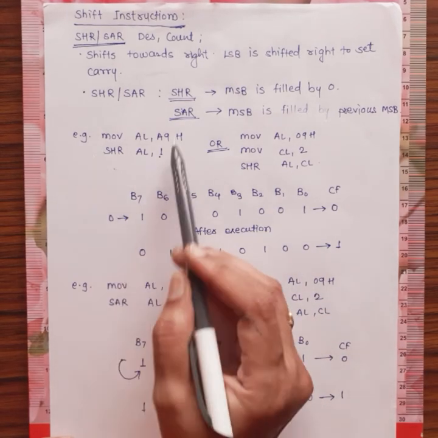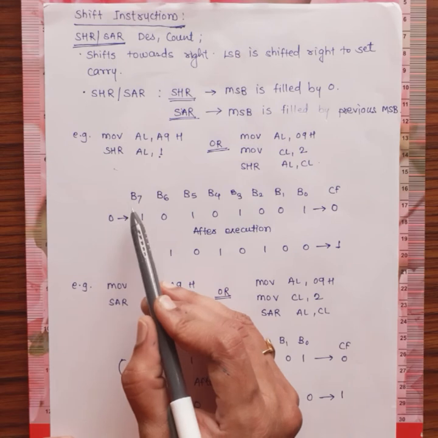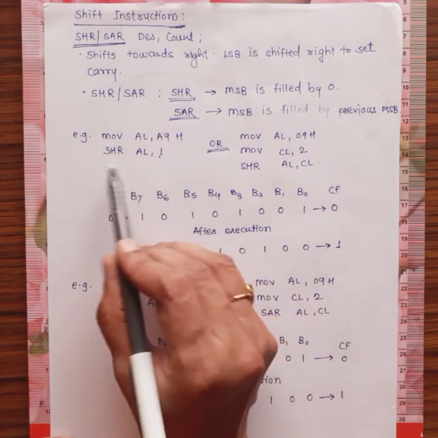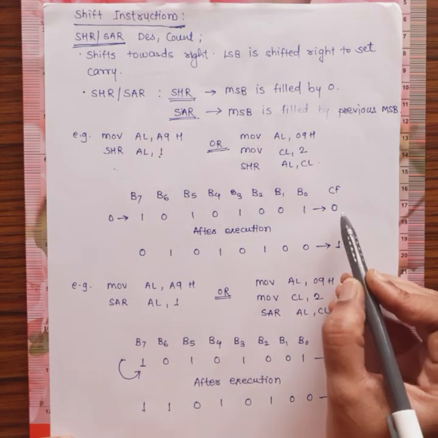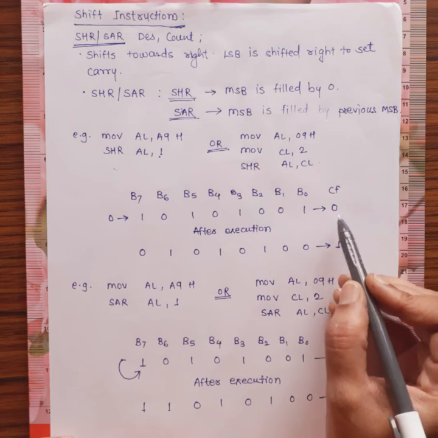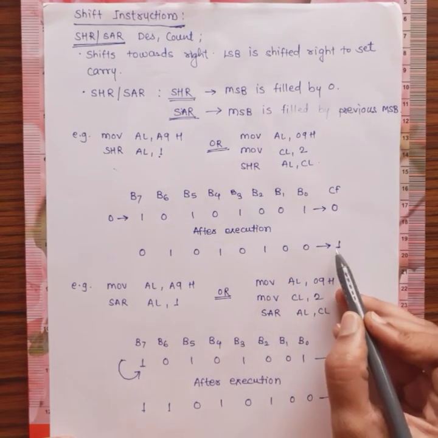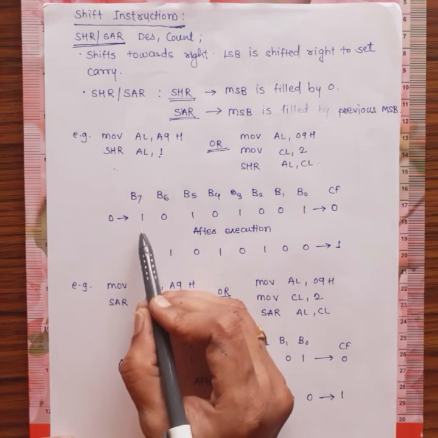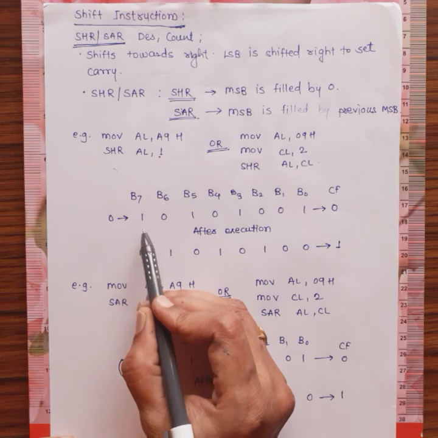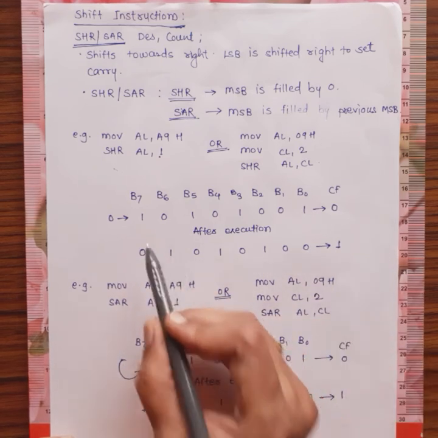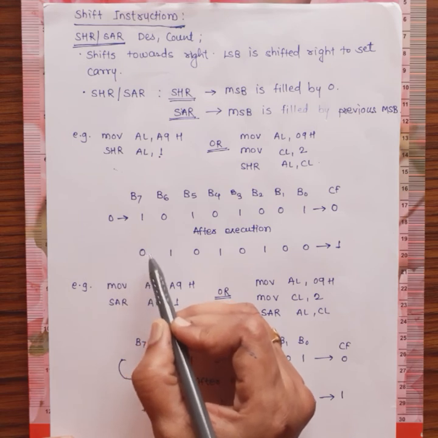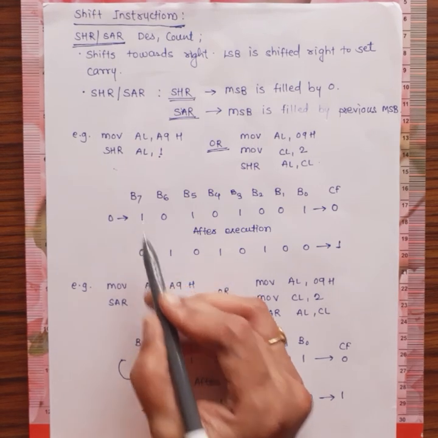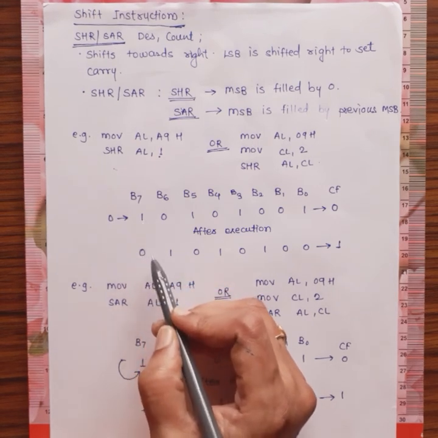Now we will see the execution of this set of instructions. B0 to B7 is representing A9 in hexadecimal. Before execution of this instruction, the carry flag is storing 0. After execution, this LSB will be transferred to set the carry flag to 1, and the bits B1 to B7 will be shifted by one position to fill B0 to B6, and this MSB will be filled by 0. So with this execution, the MSB 1 gets turned to 0, which means the sign is lost.